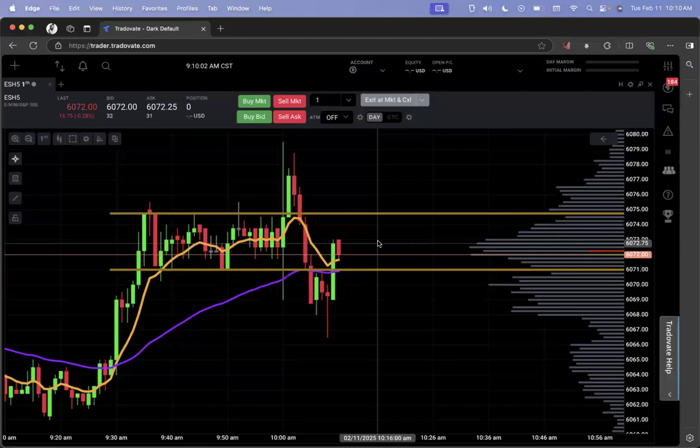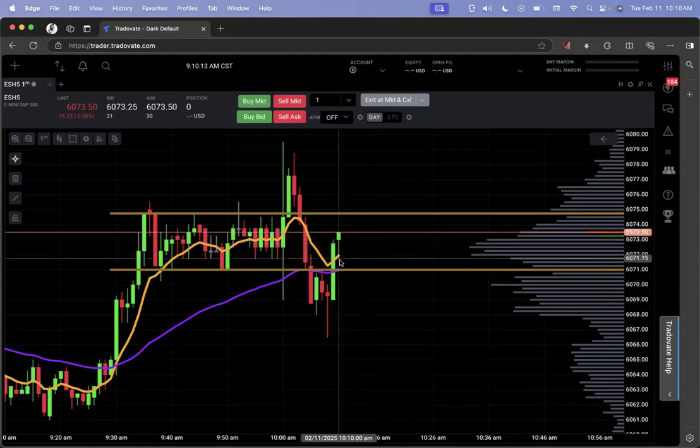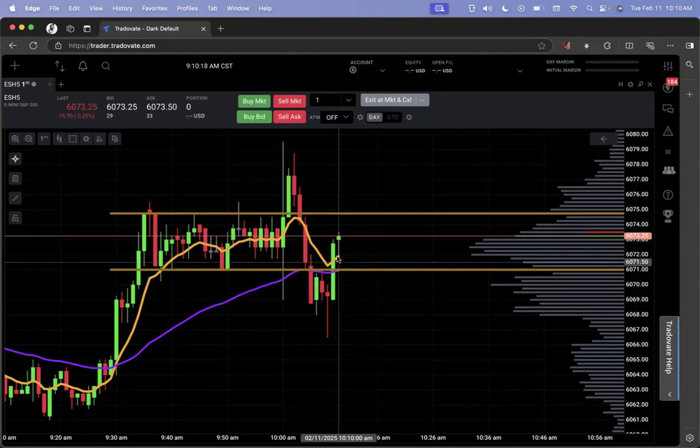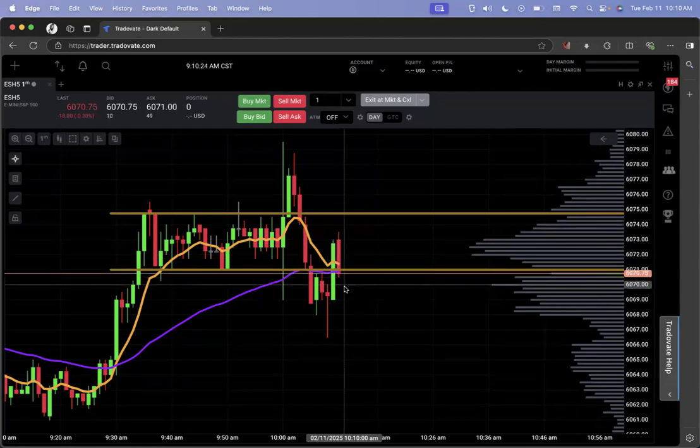Oh no. Let's see. Now we crossed above the 9 EMA on the 1 minute and the 50. So we're back above the 9 EMA. This means that the buyers have control, as well as we're above the 50. Oh, not anymore. Back down.